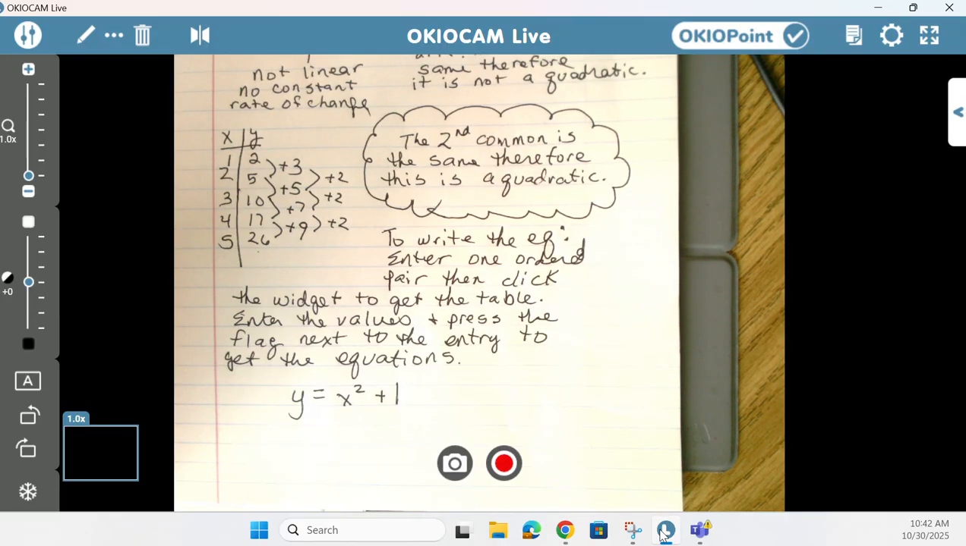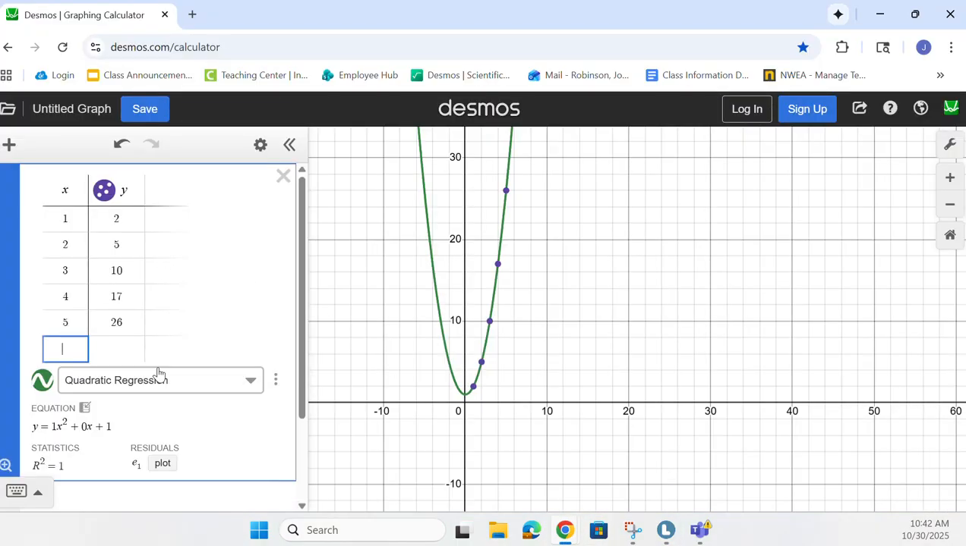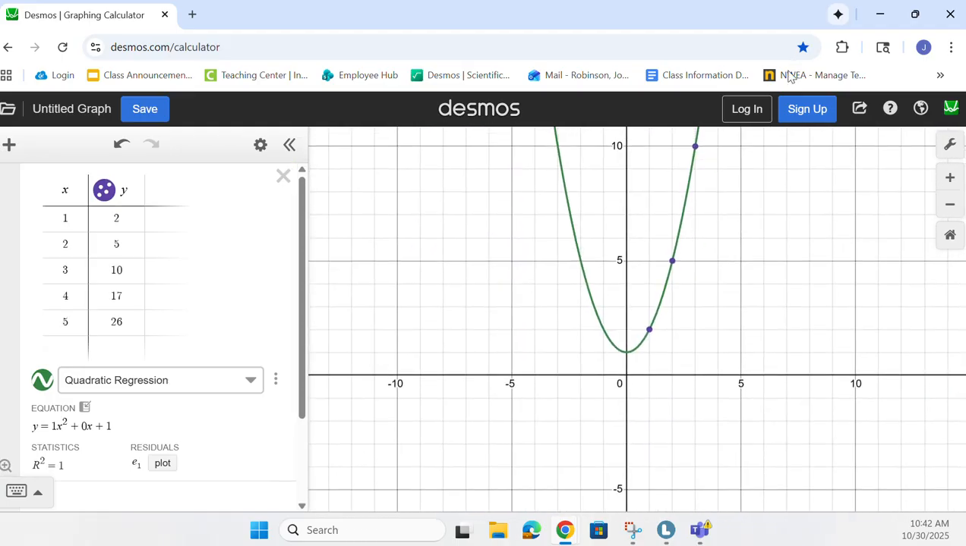Okay, now. Yeah, so over here, once you put in the table of values, there'll be a little icon right here that'll say regressions, add regressions. Okay. All right. Now, about this graph, does it have zeros? No, there are no zeros. Does it have a vertex? Yes.